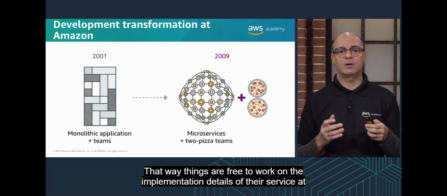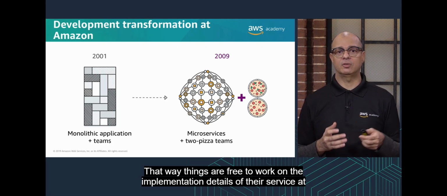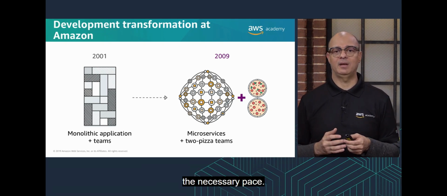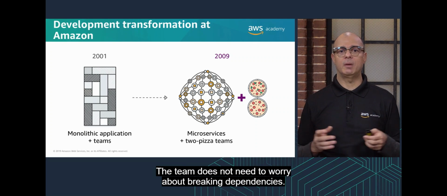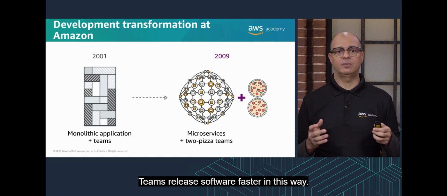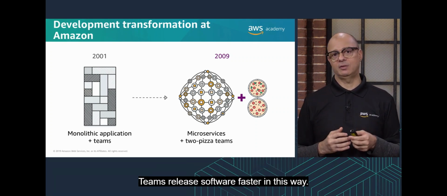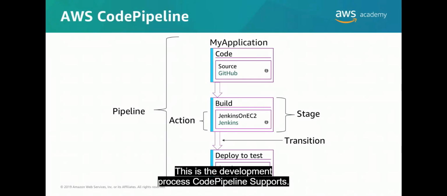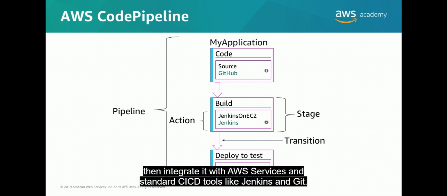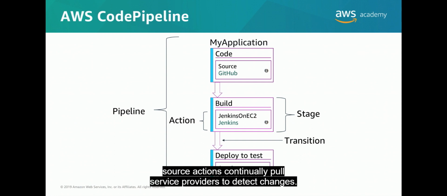That way, teams are free to work on the implementation details of their service at the necessary pace. The team does not need to worry about breaking dependencies. Teams release software faster in this way. This is the development process CodePipeline supports. With CodePipeline, you can configure your workflow and integrate it with AWS services and standard CI/CD tools like Jenkins and Git. In this 3-stage pipeline, source actions continually poll service providers to detect changes.